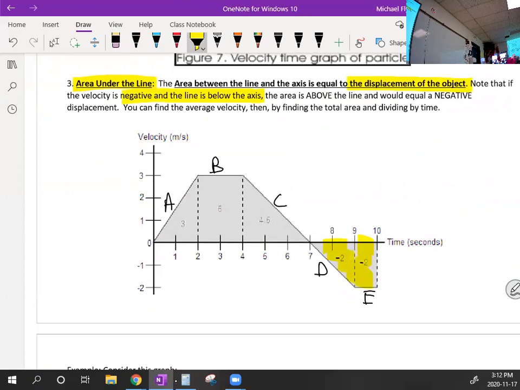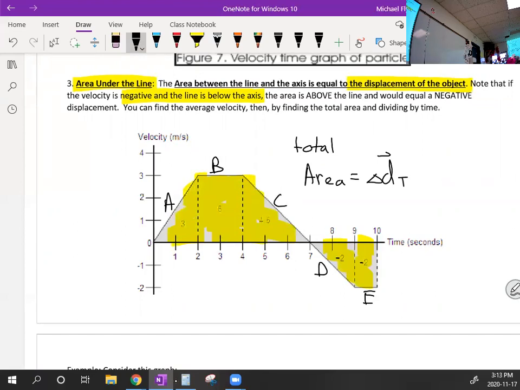Here we can see that I've calculated the areas for you already. And this area here above the line would be a positive displacement, okay? So just remember that the area equals the displacement, okay? Now, by the way, the total area would be the total displacement. So why don't I write that? The total area equals the total displacement.